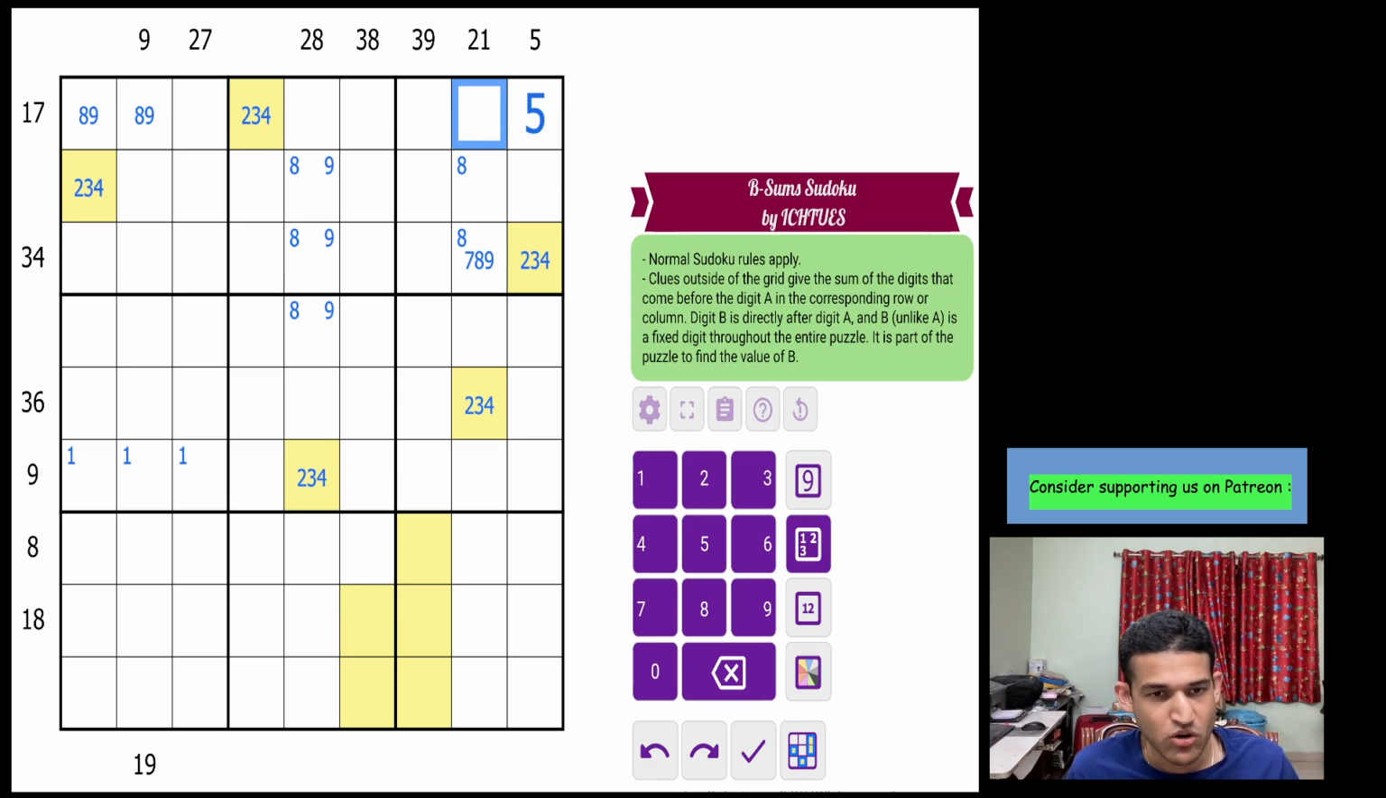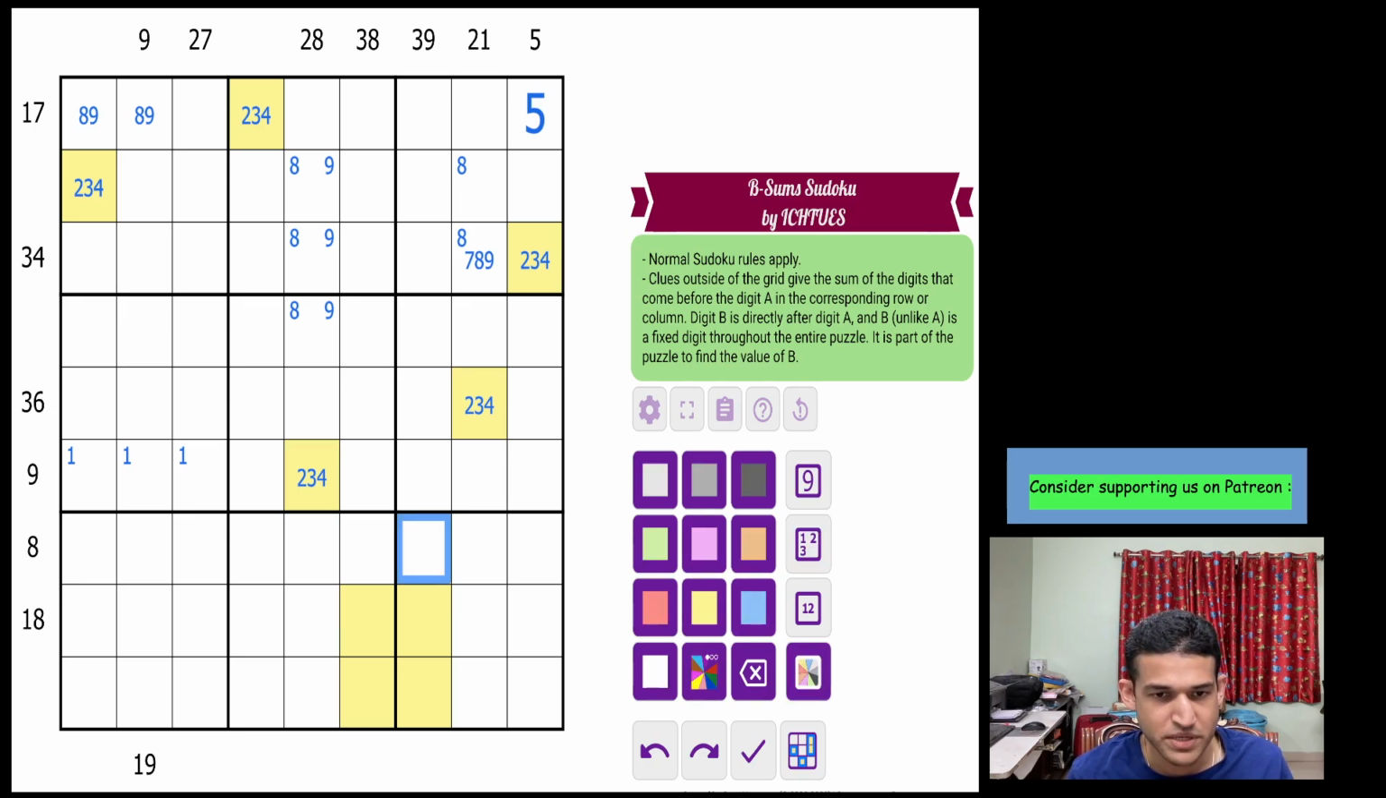Okay, now if you look outside row 7, you can't have B here, because that would force A here, and then these 5 cells will add up to 8, which is in no way possible, right? Because minimum sum of 5 digits will be at least 15. So this is not a B, so B is kind of in this 2 by 2 area.